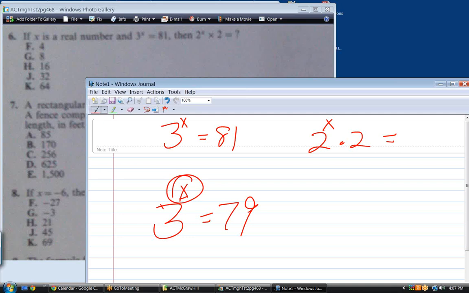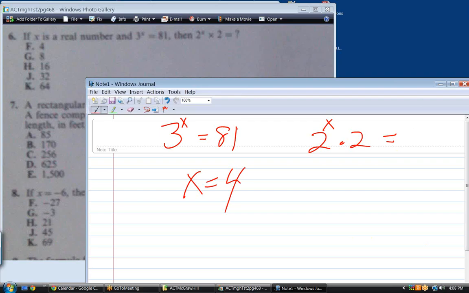So if you spot a problem that you think has to have logs, then no, you're missing an easier way to do it. In other words, we know this answer is going to be 2, 3, 4, or 5. 3 to what power is 81? Three to the fourth. Okay, so x is 4. Now substitute that on the right, and what do you get? $32. Okay.